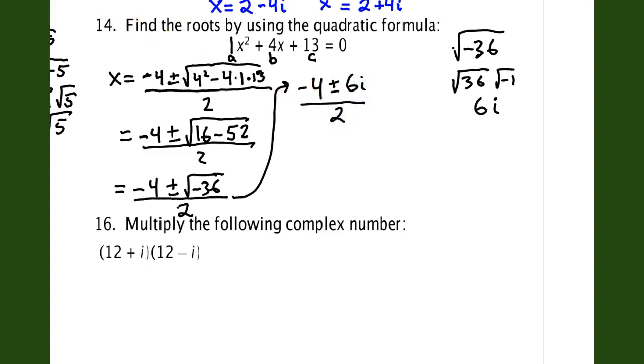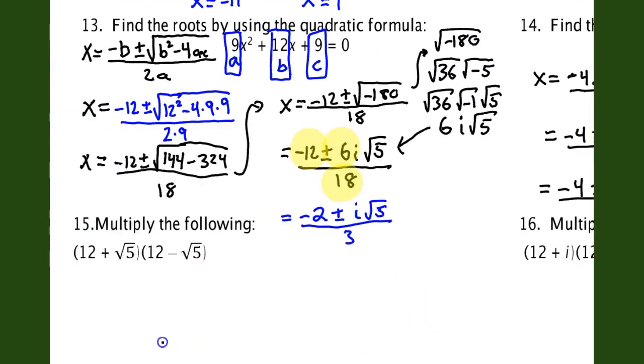And just like the last one, you can see how all of these are divisible by 2. So we can divide everything by 2. Negative 4 divided by 2 gives us negative 2. 6i divided by 2 gives us 3i. And of course, 2 divided by 2 is 1, so we don't need to write over 1. So our two roots are going to be negative 2 plus or minus 3i. Again, with these being complex or imaginary roots, that means there are no x-intercepts. Okay, no real solutions. The solutions are complex instead. All right, let's look at number 15.